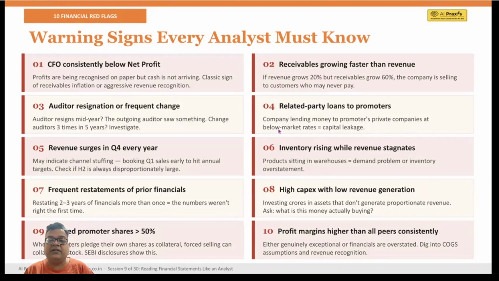Red flag 5, revenue surges in quarter 4 every year. This may indicate revenues being pushed into the last quarter just to meet targets. Red flag 6, inventory rising while revenue is stagnant. Products are sitting unsold, which signals demand issues or possible overstatement. Red flag 7, frequent restatement of financials. If past numbers are being corrected repeatedly, it means the earlier numbers were not reliable.